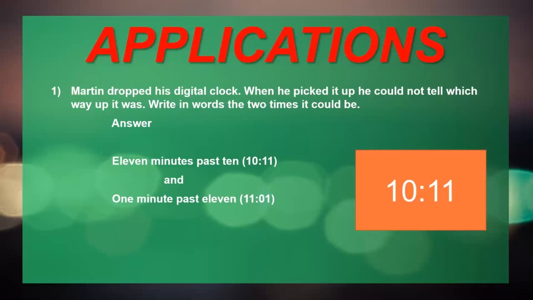When it fell down, you picked it up. Martin's digital clock fell down, and he picked it up. When he picked it up, he didn't know whether the way he picked up the digital clock was the correct way or not. So there are two possibilities. The time can be 10:11, that is 11 minutes past 10, or 1 minute past 11, that is 11:01. So these are the two times you can tell. So is this clear? Shall we move to the very next question?